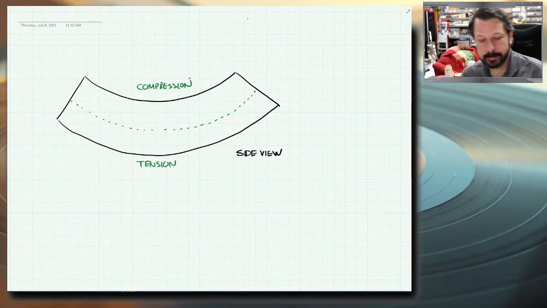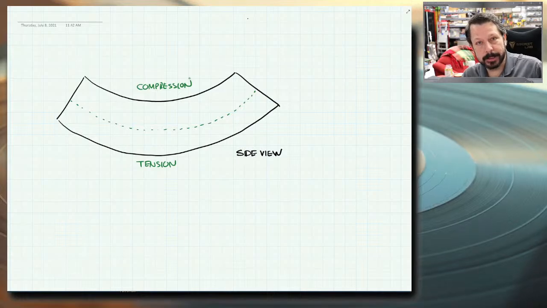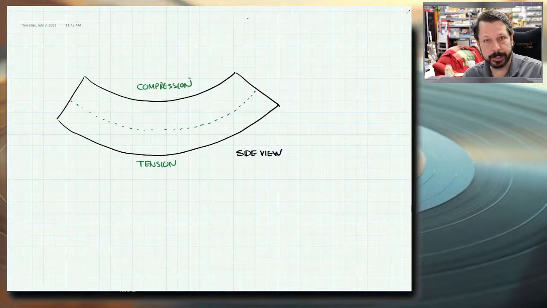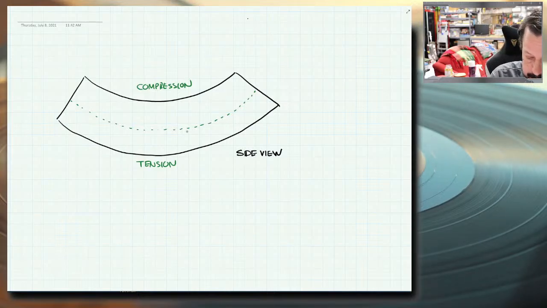And we know that if on one side of this dotted line that I've drawn, that's the original length, on one side it's shorter, and the other side is longer, that means somewhere in the middle-ish of the beam, there is no change in length. It's not tension or compression. It's not getting longer or shorter. And so that axis we called the neutral axis.